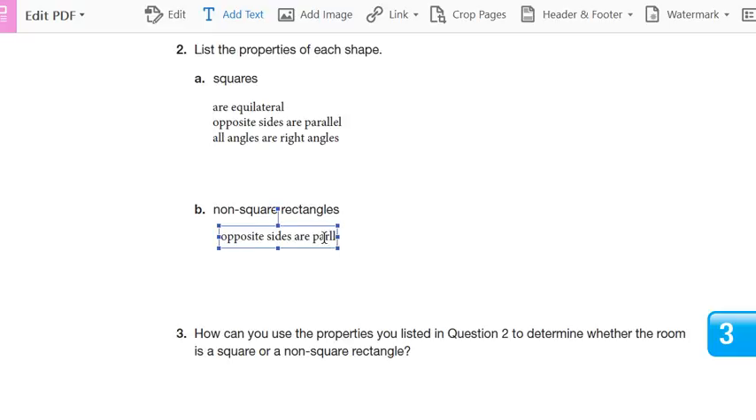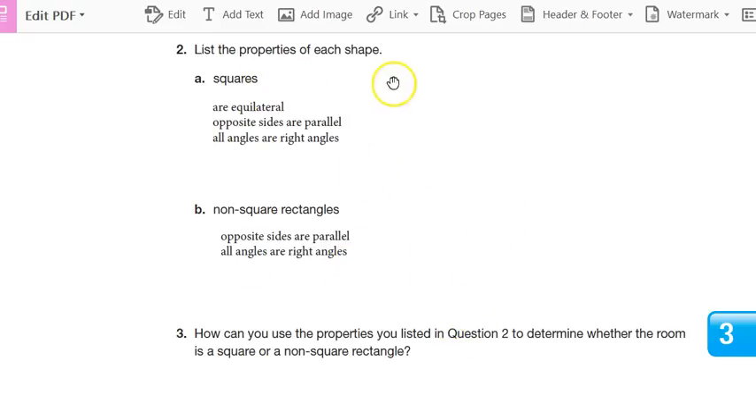Now, the properties of non-square rectangles, well, they are not equilateral, but opposite sides are parallel, and all angles are right angles. That's what the word actually means. Rectangles, right angles, that's really what this word means. So the test, if you have a rectangle, is to see whether or not all the angles are right angles, or whether or not the sides are perpendicular to each other, okay?